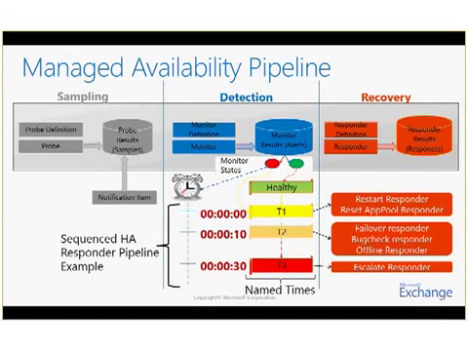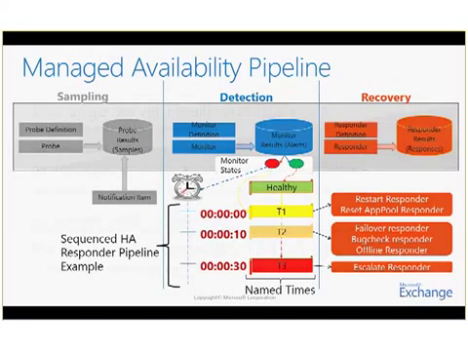Now, our escalation is all done through event log notification. So if you're using something like System Center Operations Manager, it becomes a wonderful alerting portal for administrators to find out about problems that cannot be automatically corrected by managed availability.